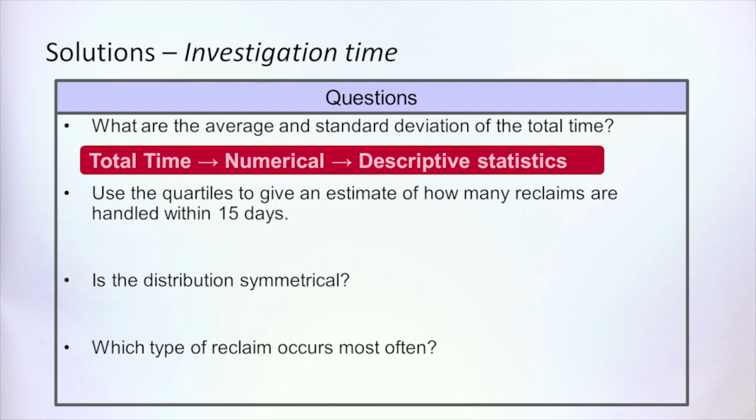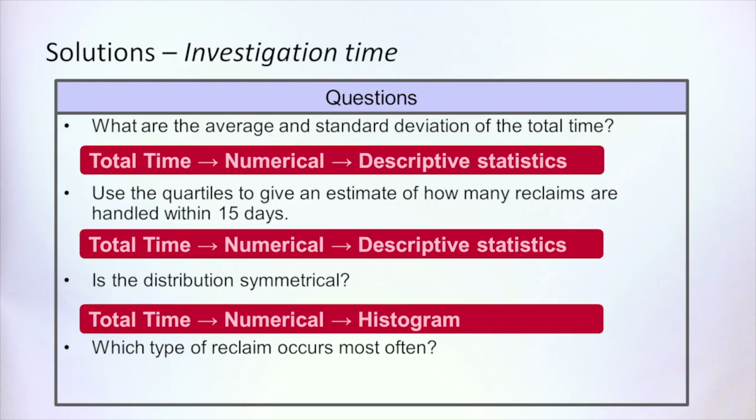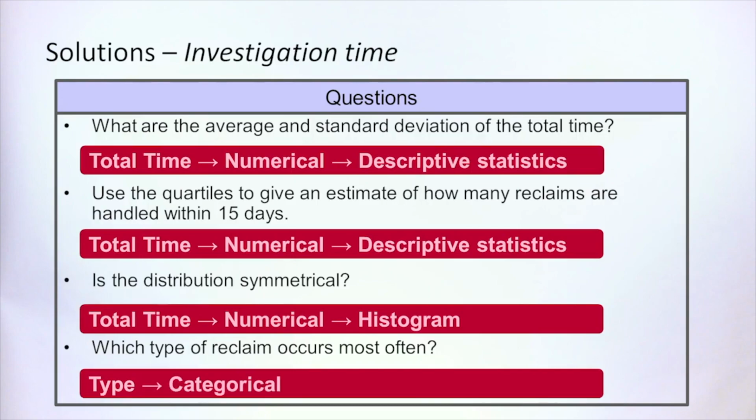The same goes for question 2. To check if the distribution is symmetrical, we have to make a histogram. To answer the last question, we have to take a look at the variable type, which is categorical. So we can have a look at a pie chart or a bar chart. Let's take a look at Minitab to see how to make all these.